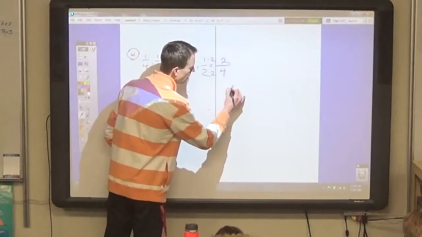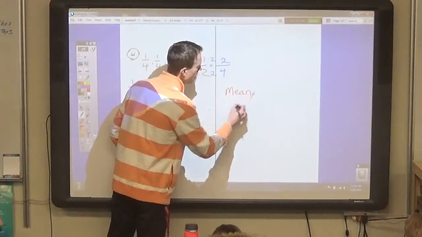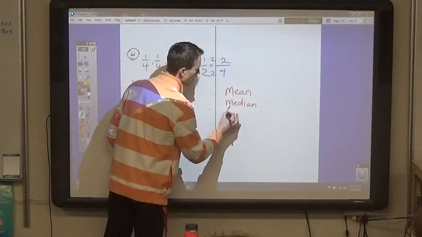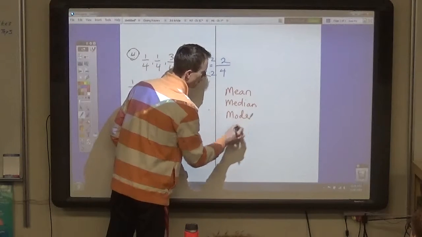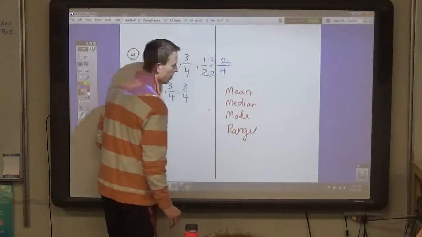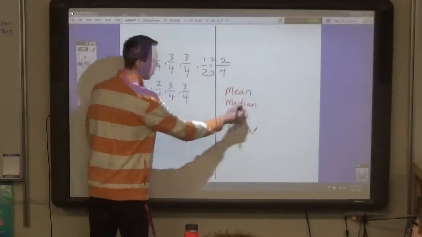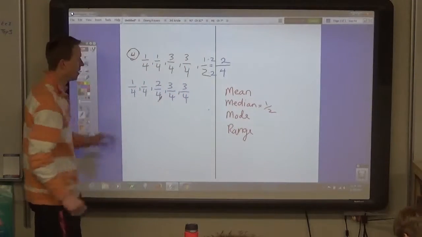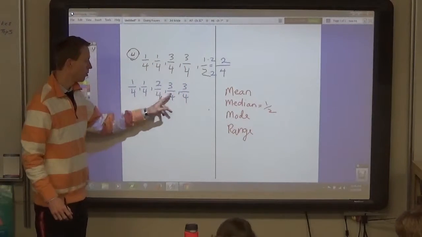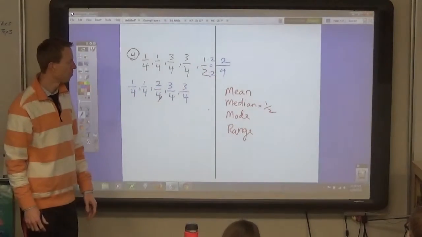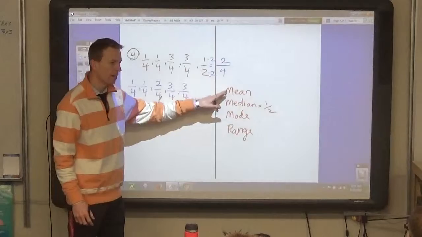What we're going to do is we're going to make a list. We're going to find the mean, the median, the mode, and the range. Okay? We already know the median is 1/2, because that's the middle number. There's 5 numbers. There's 2 on each side of 2/4, and 2/4 is 1/2. Now, we have to find the mean.